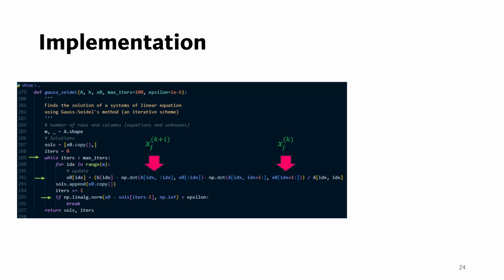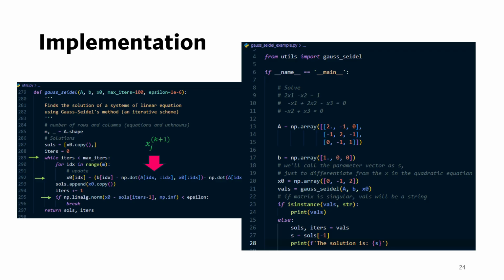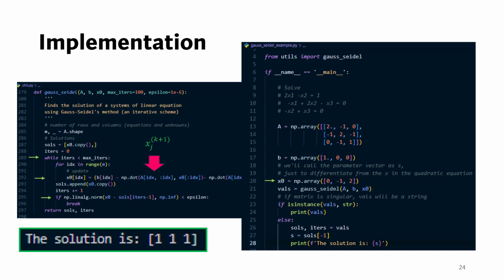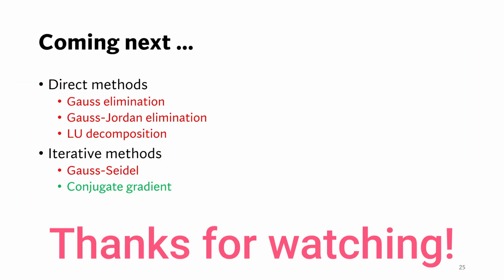Let's look at an example where the coefficient matrix is symmetric positive definite. We start with the initial guess x1 is equal to 0, x2 is equal to -1 and x3 is equal to 2. In this case, the Gauss Seidel method converges to the correct solution in 3 iterations. In the next video, we will discuss the conjugate gradient method.